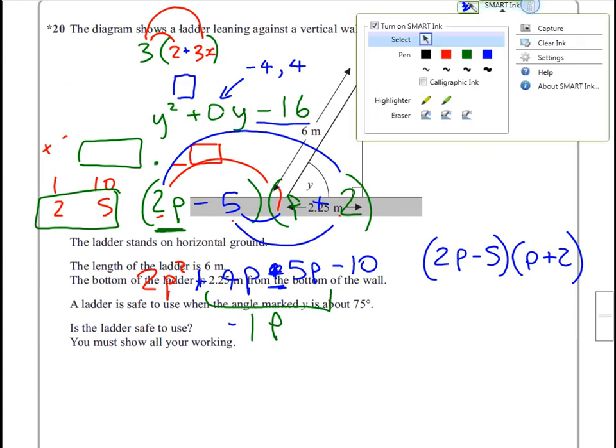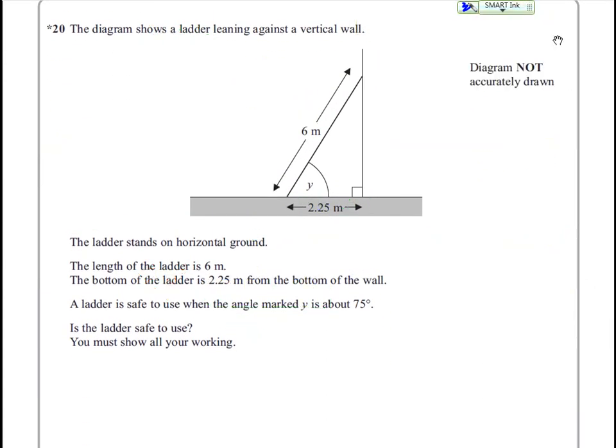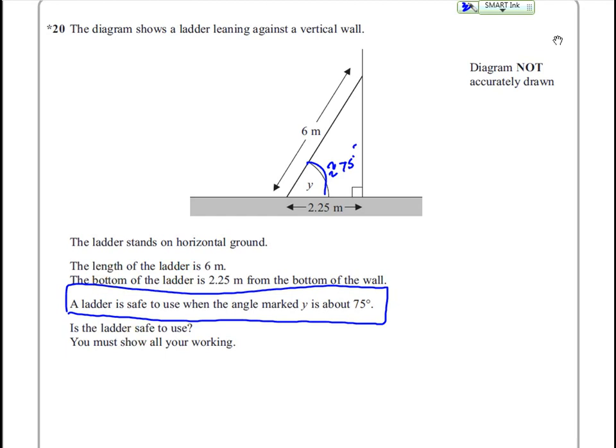Moving on to question 20. The diagram shows a ladder leaning against a vertical wall. Sounds like Pythagoras or trigonometry to me. The ladder stands on horizontal ground. The length of the ladder is 6 meters. The bottom of the ladder is 2.25 from the wall. All this information is on the diagram, apart from this. A ladder is safe to use when the angle marked y is about 75 degrees. So we want this angle to be about 75 degrees.